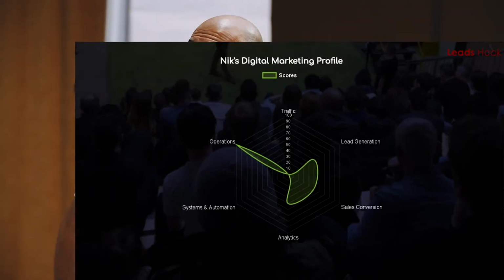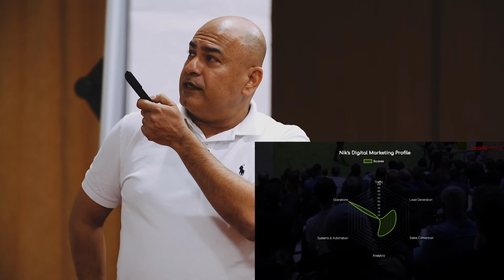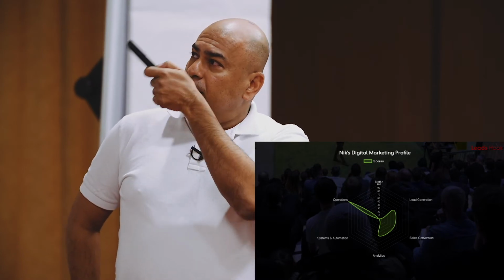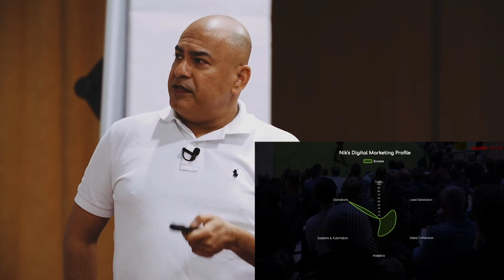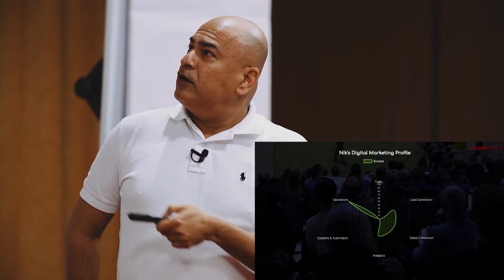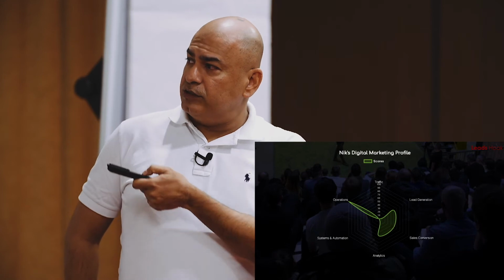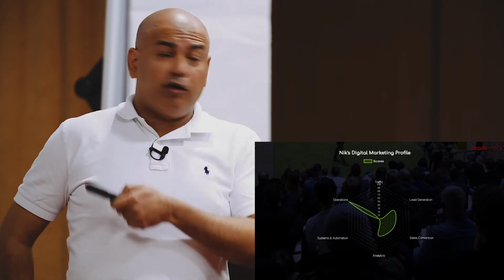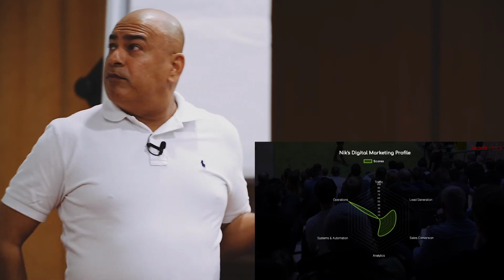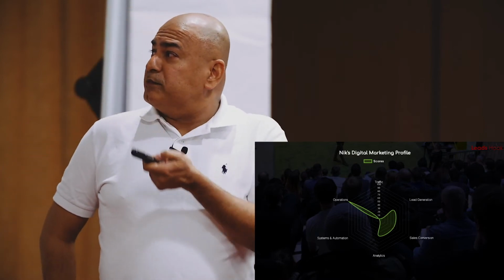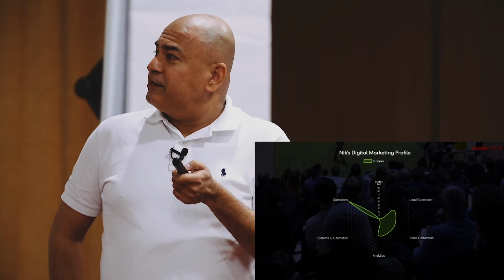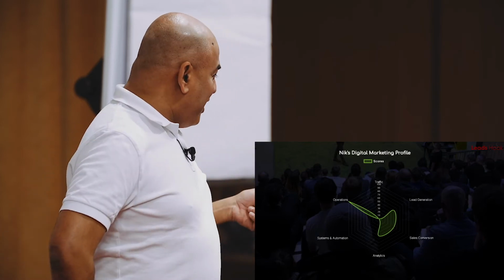where they stand. So in this one here, what we've done was had a bunch of questions that graphed you on the 6 capabilities of digital marketing, which was traffic, lead gen, sales, conversion, analytics, systems and automation, and operations. And what happened was, so there you go, that's my chart. I shouldn't be up here based on that.